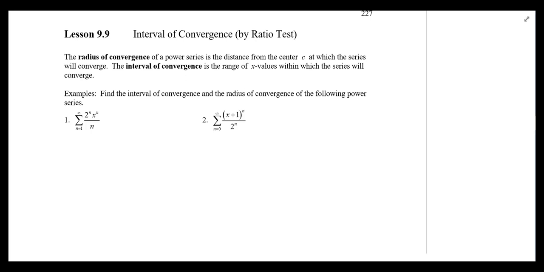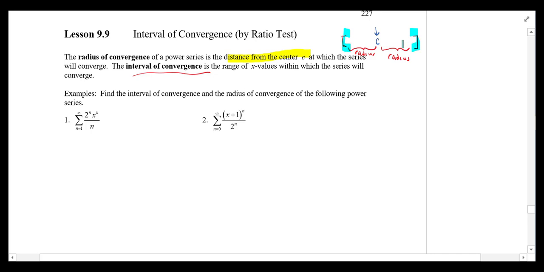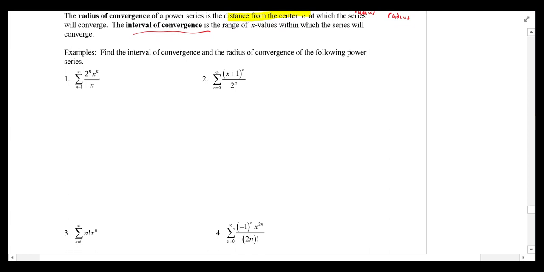The radius of convergence of a power series is really the distance from the center at which the series will converge. So if you think about the series centering at some value c, and let's pretend that it goes from here to here, right? The radius, of course, is this distance from c to actually either end. That's the radius. Whereas the interval of convergence is the range of x values within which the series will converge, meaning all the stuff from here to there. Okay? So let me just show you some examples and you'll probably get the idea.